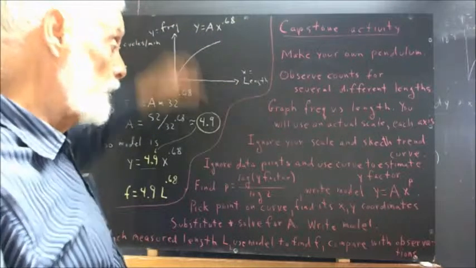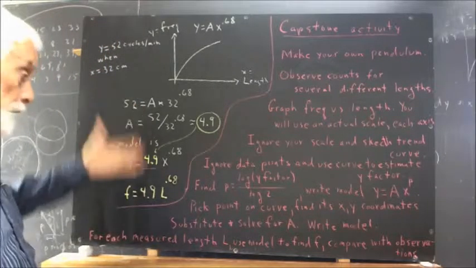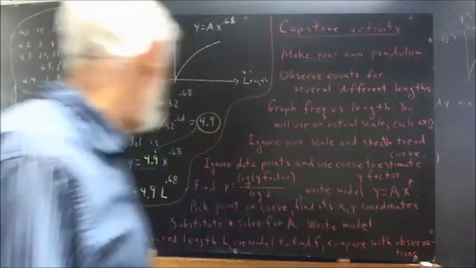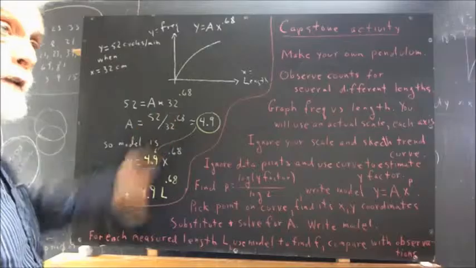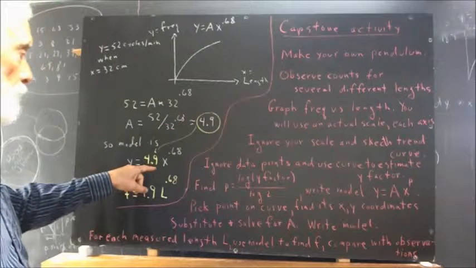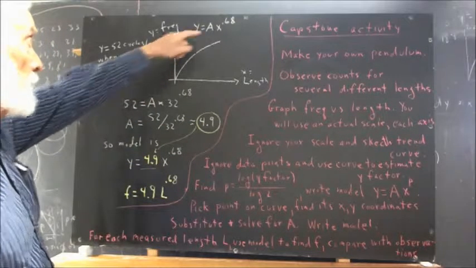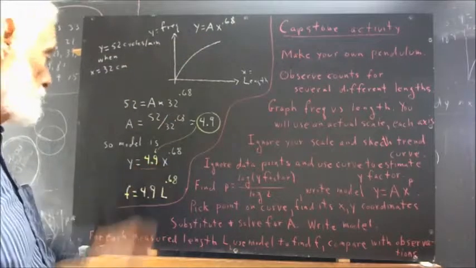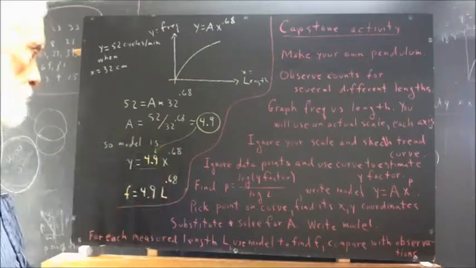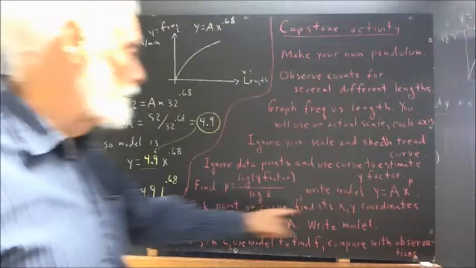You will have a scale, and now you can use the scale. Substitute, as we did here, and solve for a, and then write your model. Okay, well, here we substituted in our frequency and our length, solved for a, and then we wrote our model using that solution for a, substituting that for a in the model. And we get our model, and then I rewrote the model with f equals 4.9 L to the point, using f and L instead of y and x. Okay, so there's our model.